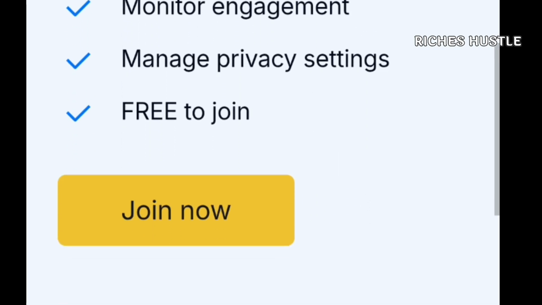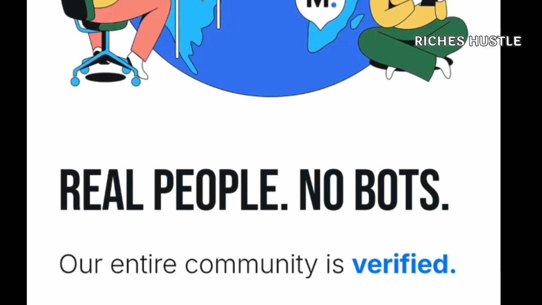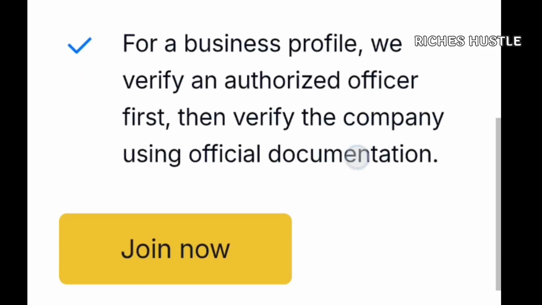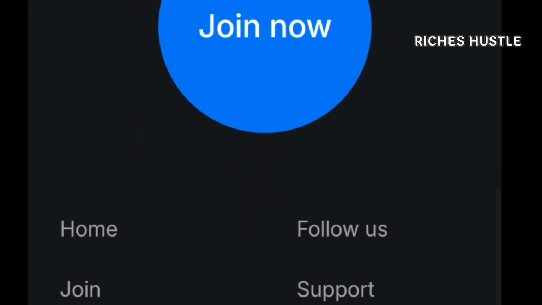How is it zero investment? To write on Medium, you don't need to create a website, no need to buy a domain, no hosting required. All you need to do is create a Medium account and start writing. You can even manage it from your mobile.